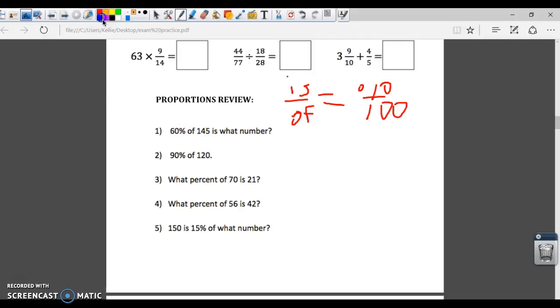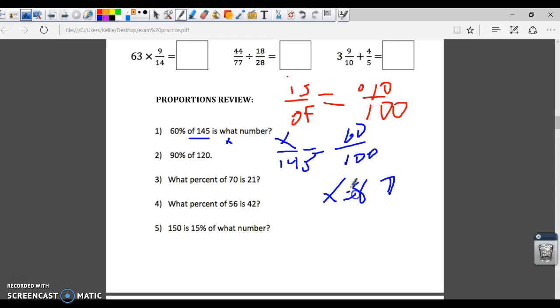So this first one, I have 60% of 145 is what number? Setting up my 2 fractions. Okay, percents always go above the 100. Of 145 is what? Remember, what means x. So what I'm going to do here is cross multiply and divide. And yes, calculators can be used on a test. 145 times 60 equals, and then divide that by the 100, 87. So x in this one equals 87. So cross multiply. What I mean by cross multiply is you multiply diagonally and then divide by the last number that you have. So x for number 1 equals 87.